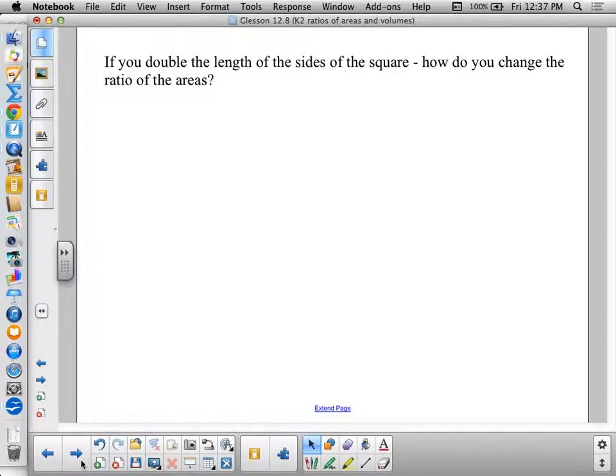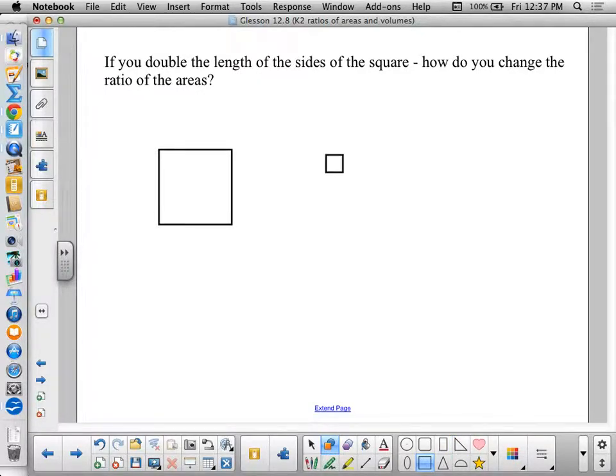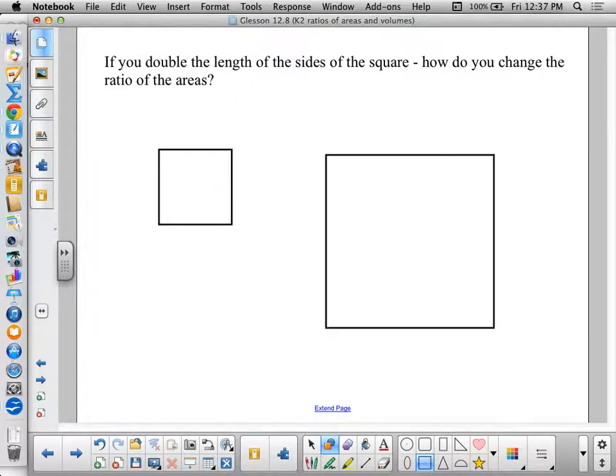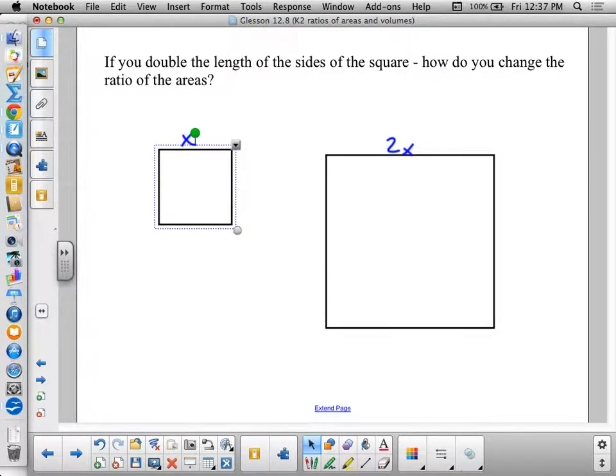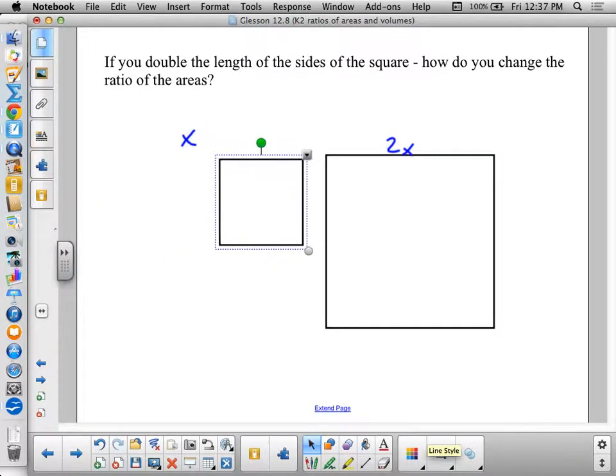If you double the lengths of the sides of a square, how do you change the ratio of the areas? This is a very common problem in a lot of things. People say, I want to double the size of my square. So they double the lengths of the sides. So this is x, and this is 2x. But did I really double my square? No, I didn't double it. And now my measurements probably here aren't exact, so I'm going to see if I can get this close to double.